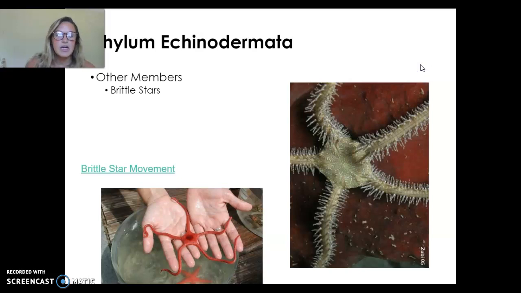All right, some other members of the phylum Echinodermata are brittle stars, and feather lilies, which are actually shown in the video The Shape of Life, which you're going to watch after you go through this note set. So I'm not going to go into too much detail about them. They're a little bit different looking. They kind of look like aliens from a different planet.